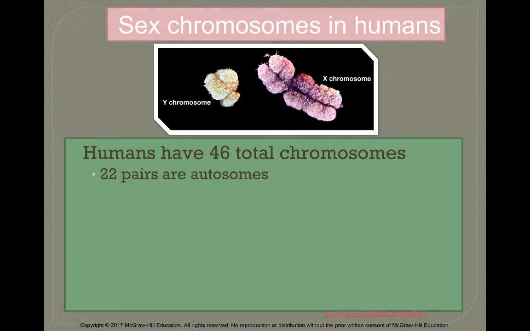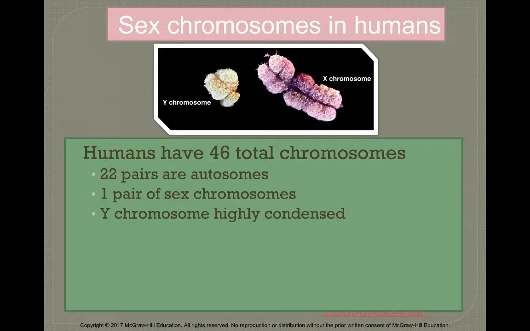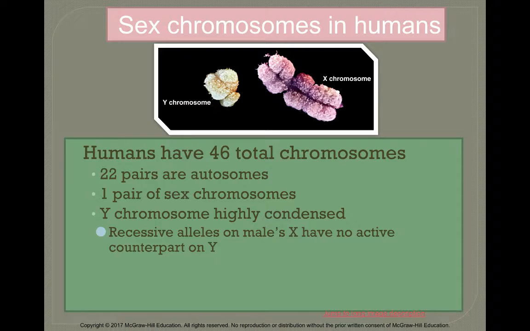Out of our 46 chromosomes, 22 of those pairs are what we call autosomes. The 23rd pair are your sex chromosomes. So everybody has the same 1 through 22, and then that 23rd pair determines if you're male or female. The Y chromosome, as you can see in the picture, is highly condensed, shrunk down, and therefore, if you inherit a recessive allele on the X chromosome and you're male, you will show that trait because there is no balancing counterpart on the Y. So if you inherit one recessive allele, you show the recessive trait. If you inherit one dominant allele, you show the dominant trait.